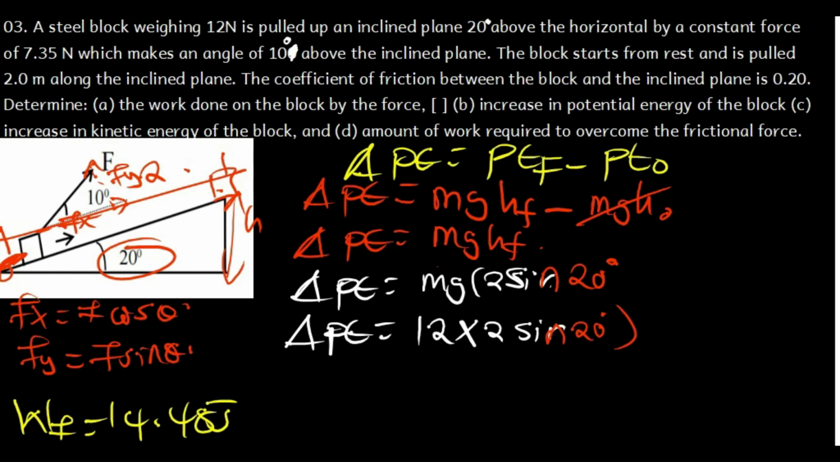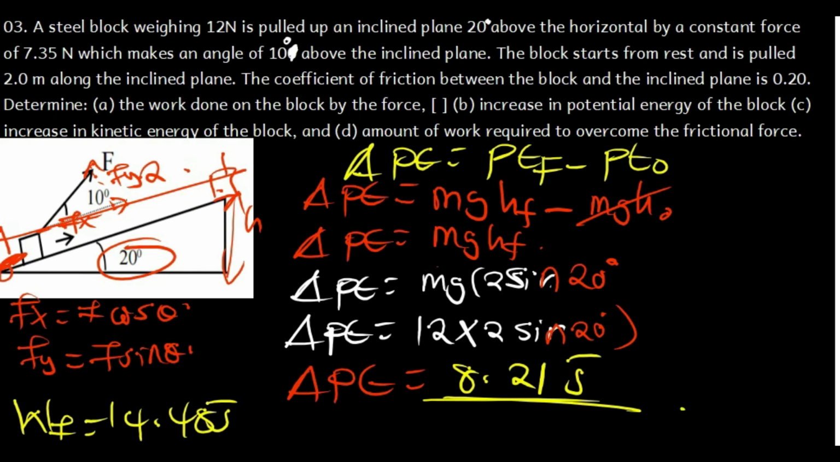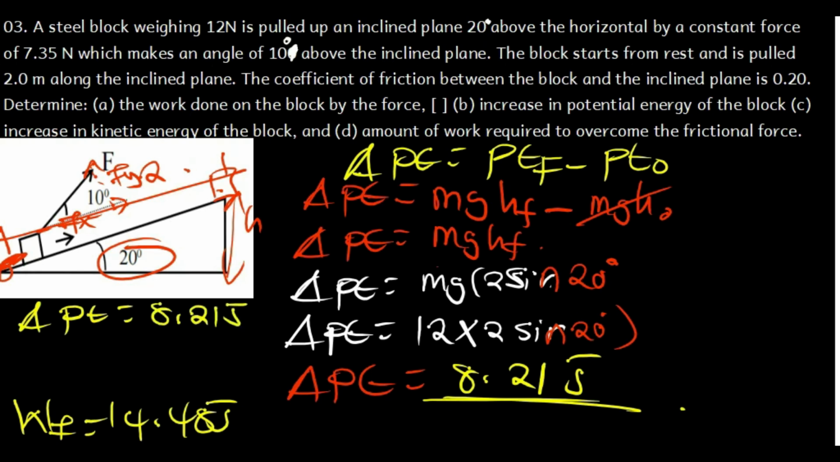which is giving me the change in potential energy to be 8.2. It's 8.208, so I can just say 8.21 joules. So this is the increase in what? In potential energy. That is the change in potential energy. Okay, so we can put it here. So the change in potential energy, which is the increase in potential energy, is 8.21 joules. Now let's go to part C.